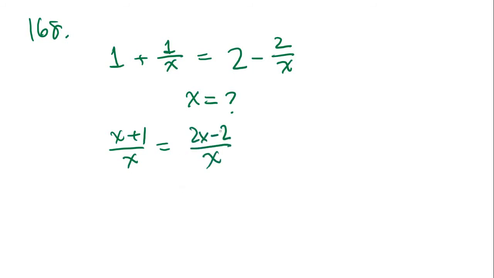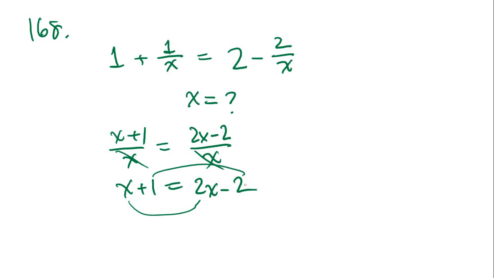If we cross multiplied, what would end up happening is we'd factor out the x and we'd cancel. So we can really just cancel both of these. And we end up with x plus 1 equals 2x minus 2. Then we just move the variables around, and we get 3 equals x. And 3 is going to be answer E.